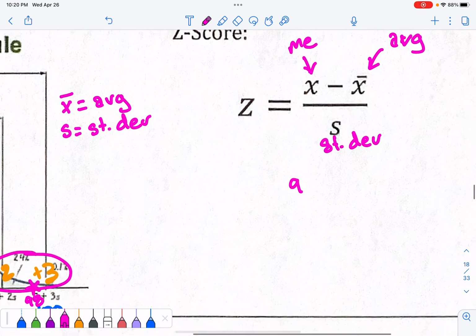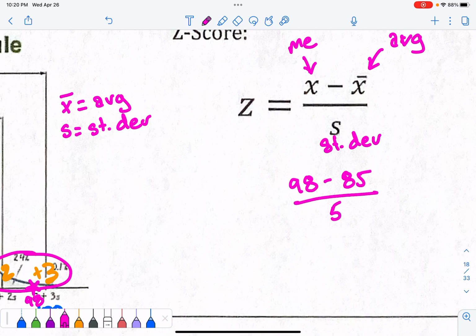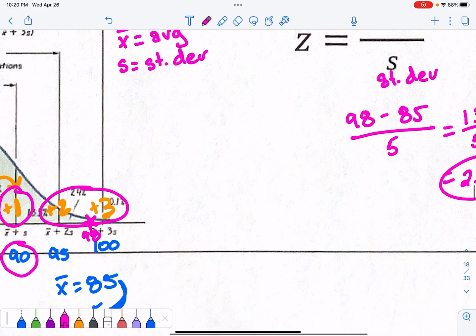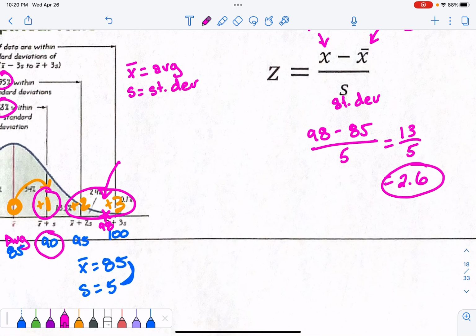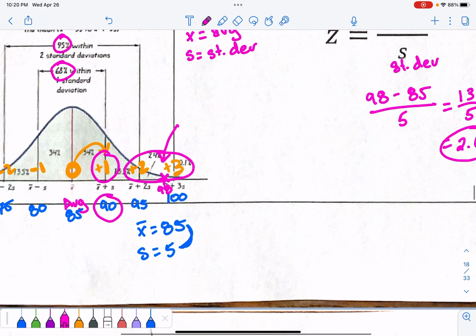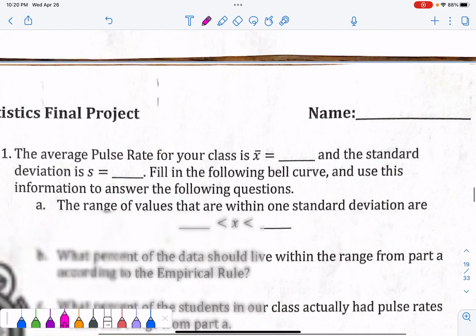So if I'm 98, the average is 85, and the standard deviation is 5, I would take and subtract those. 98 minus 85 is 13, divided by 5, which is 2.6. Okay, so my z-score is 2.6, which is what we said, approximately between 2 and 3. Okay, so that's how you calculate z-score. They're going to ask you a question down here for that.